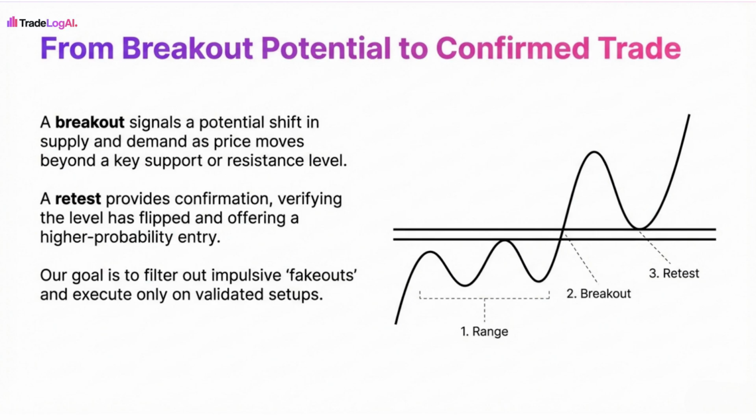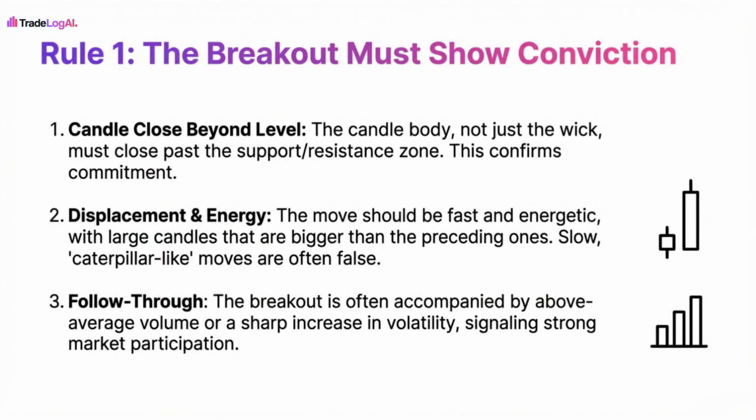Range, breakout, then retest. Rule 1 is conviction. The breakout candle must close beyond the level with the body, not just a wick. Then we want displacement, a move that is fast and energetic, with candles expanding versus what came before. Finally, follow-through, often visible through higher participation and volatility, confirms the market isn't just probing, it's committing.